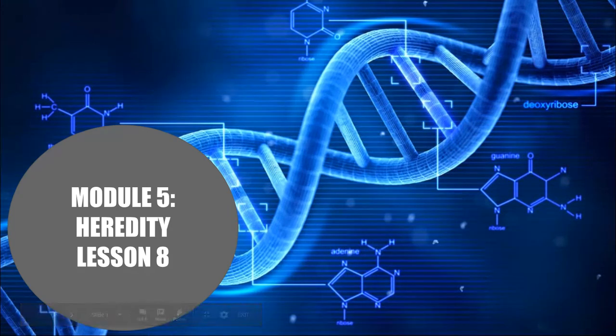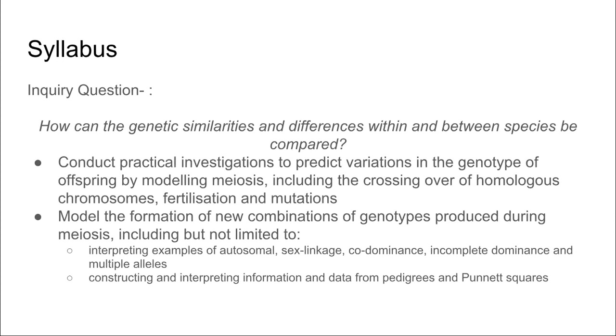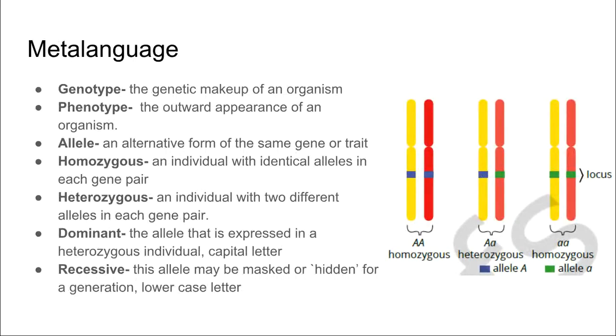Welcome to Lesson 8 of Module 5 Heredity. In this video, we're going to be looking at the genotypes of offspring and how we can model these, but also answering the inquiry question of how can the genetic similarities and differences within and between species be compared. So in this video, warning now, there is a lot of meta language that we need to understand.